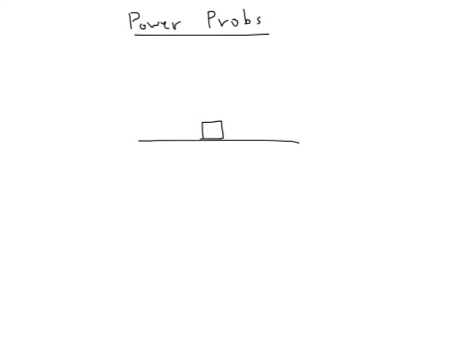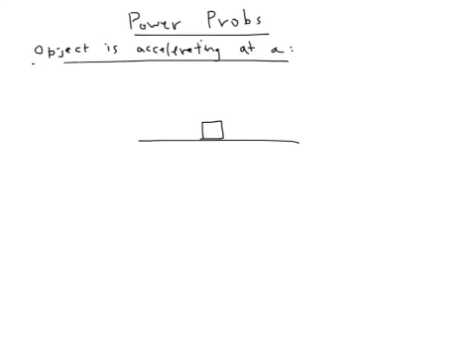Another kind of problem that we'll see in power problems is one where we have a horizontal surface like this, but instead of moving at constant velocity, the object is accelerating at some value a. Maybe a is 10 meters per second squared, maybe it's 0.2 meters per second squared, who knows? Some number of meters per second squared.